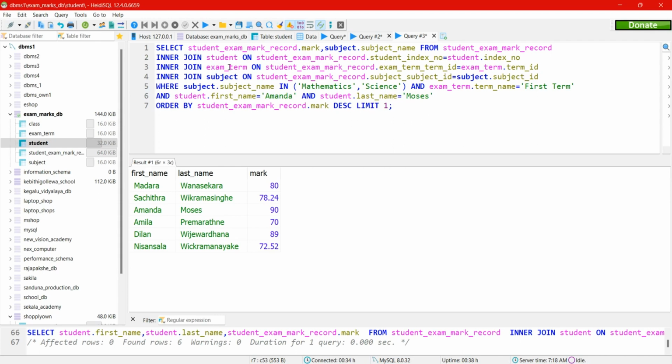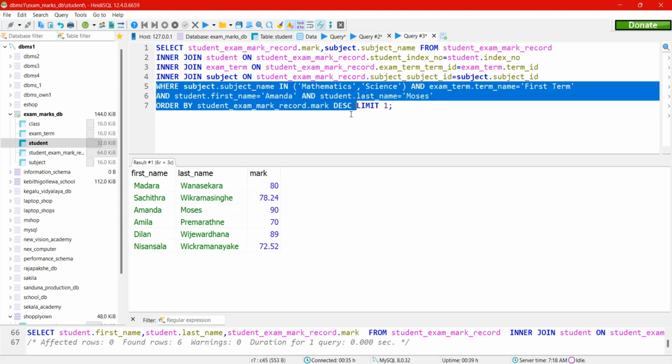After that we have joined the exam term table because we need to find out the mark from the first term examination. And also finally we have joined the subject table because we need to find out the subject name. And also we are giving conditions saying that mathematics or science. So this is why we have joined these tables using join queries.